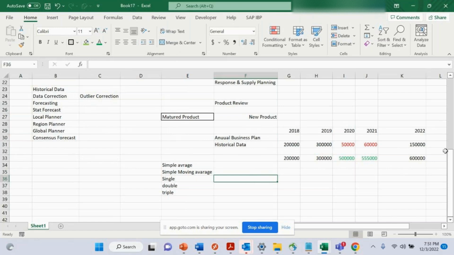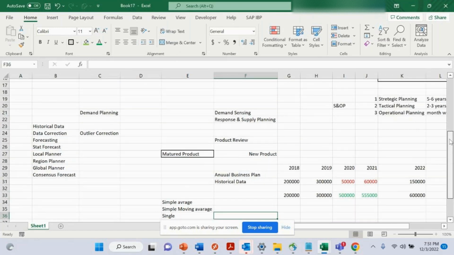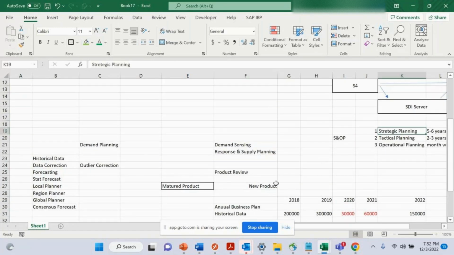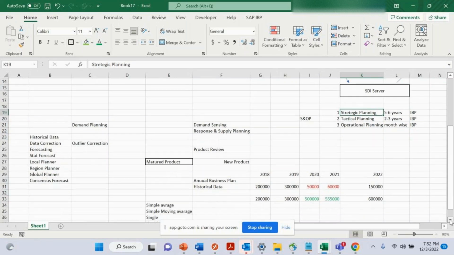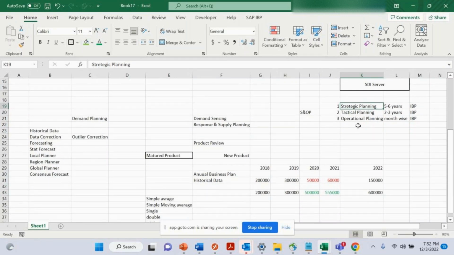Okay, so this annual business plan comes with the strategic plan. This part is related to the strategic part. How is it related? When we are doing strategy planning for the business for 5 to 6 years, we set certain targets. If you remember, I said that in strategy planning, the leaders sit together and decide the target for the coming years, right? Both quantity wise and value wise.